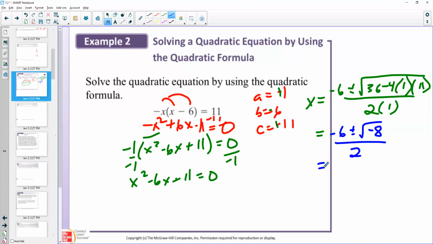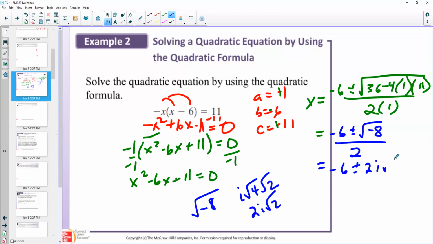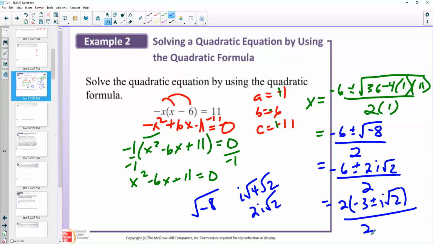All right, well, I can simplify square root of -8, right? I can make that i square root of 4 square root of 2, so that's 2i radical 2. Okay, so I'm going to make that -6 plus or minus 2i radical 2, all divided by 2. And now in the top, there's a common term. There's a common 2, actually. So I'm going to take out a 2, make that -3 plus or minus i radical 2, divided by 2. So my final answer is going to be -3 plus or minus i roots of 2. Okay.